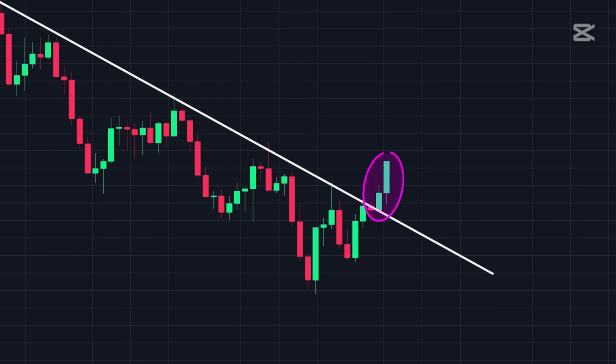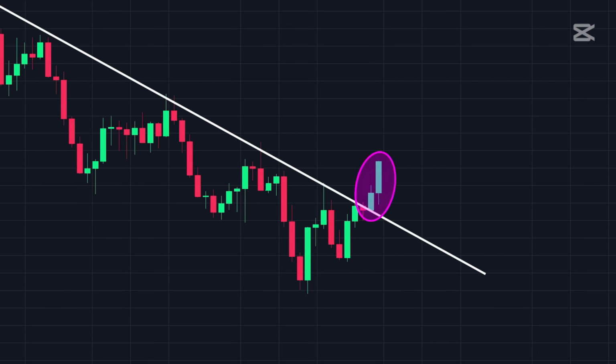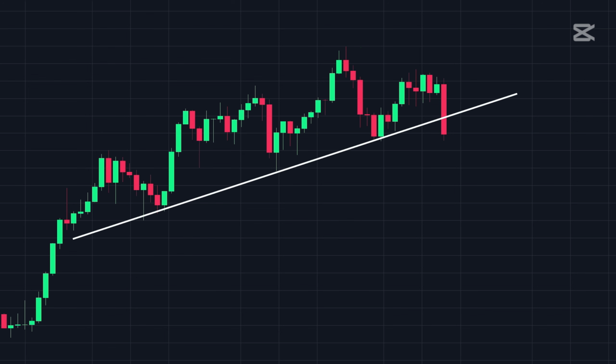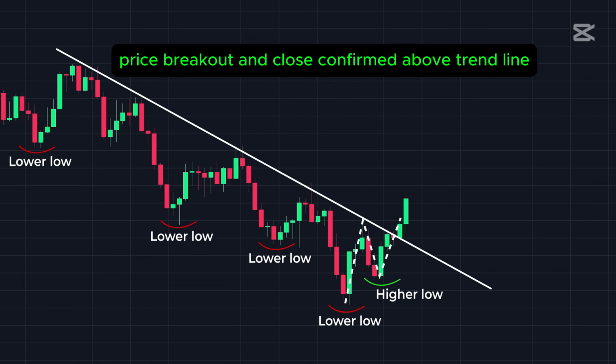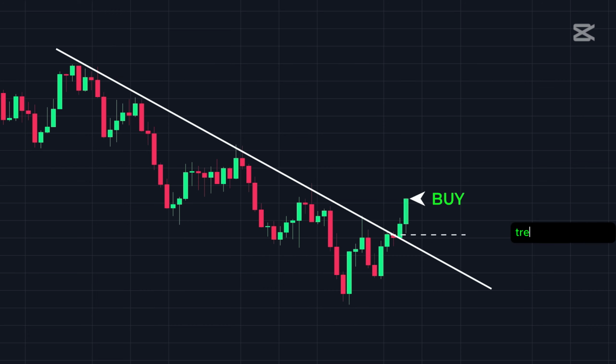Confirm with a candle closing. When the price breaks the trend line, ensure that the candle closes completely above the trend line for a downtrend or below the trend line for an uptrend. Confirm signals before entering a trade. Only when there are enough signs that the previous trend is weakening and the price has broken the trend line with a clear candle closing should we enter a buy trade.